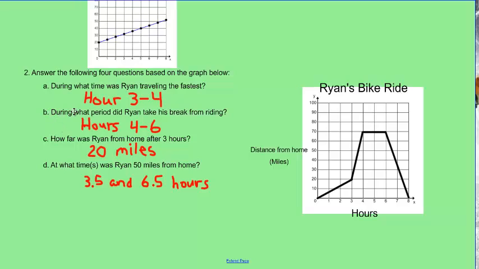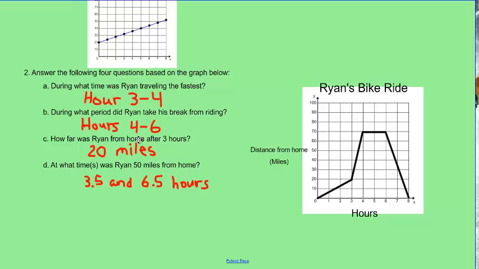The second question is, during what period did Ryan take his break from riding? His break would be represented by the spot in the graph that is horizontal and there's no change in distance from home. We can see that this happens between the 4th and 6th hours where he takes his break.